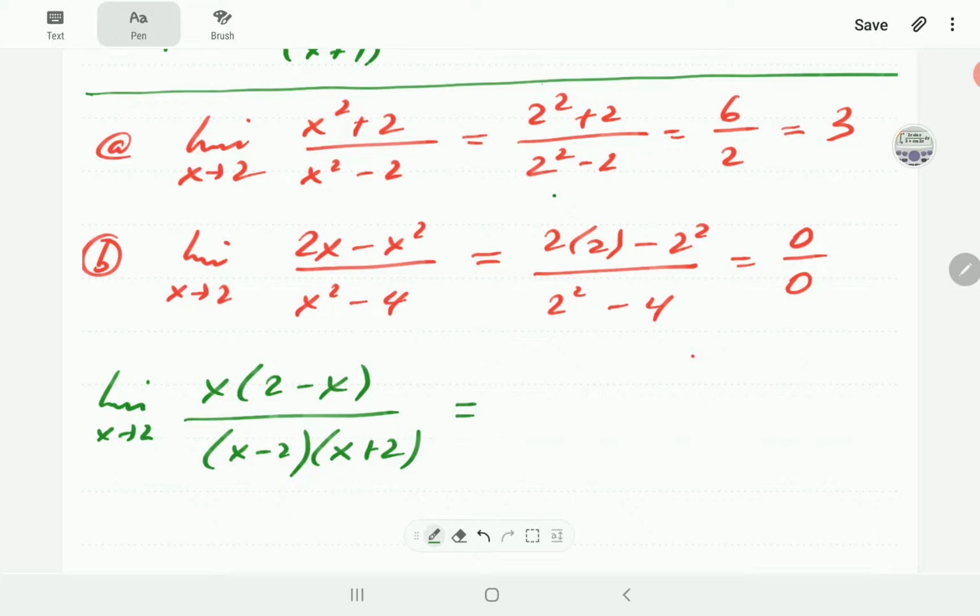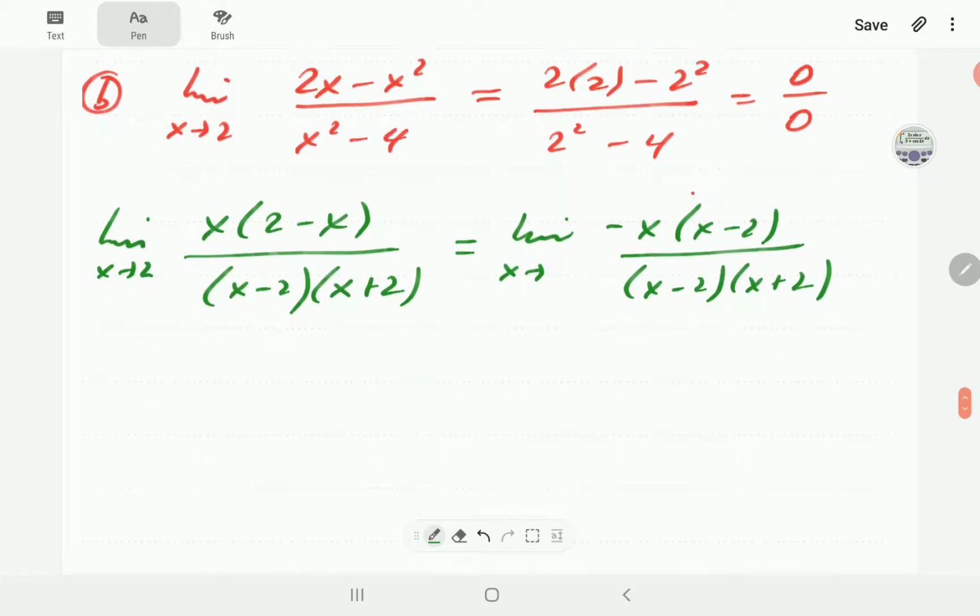Now, these two terms here, one is the negative of the other. So what we might want to do is to factor out a negative here, and then we can write the numerator like that. All right, then x minus 2 is a common factor.